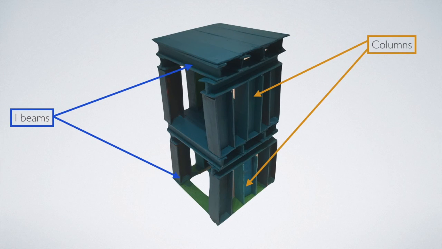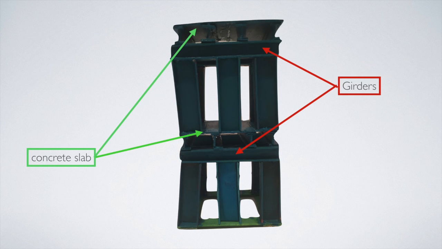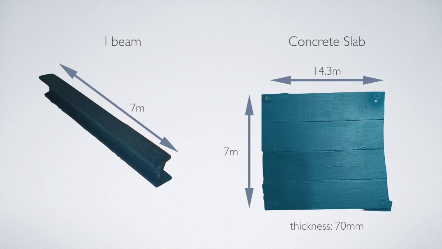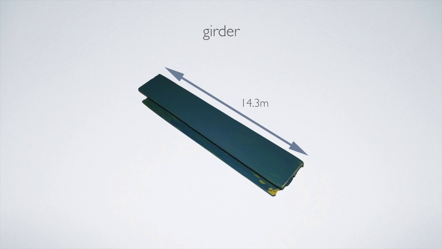As you can see here, these are the I-beams and these are the columns. In this picture you can see the concrete slabs and the girders. For this we use 7 meter long I-beams and a 100 square meter concrete slab, which is 7 meters by 14.3 meters, that's 70 millimeters thick. The girders we used were 14.3 meters long.